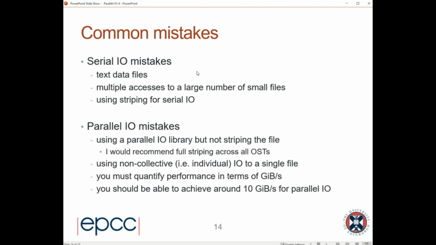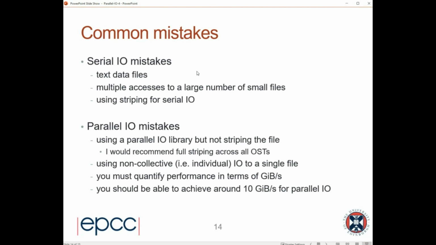But with only 12 OSTs, to be honest, I benchmark an intermediate number just for completeness, but in practice, I would recommend either using serial unstriped I/O or fully striped. The other one is using non-collective, i.e., individual I/O to a single file. That again, we saw that the performance of non-collective I/O is terrible, and that will translate into HDF5 and other libraries. You should enable collective I/O, and we'll have a small overview of how to do that in the next lecture.